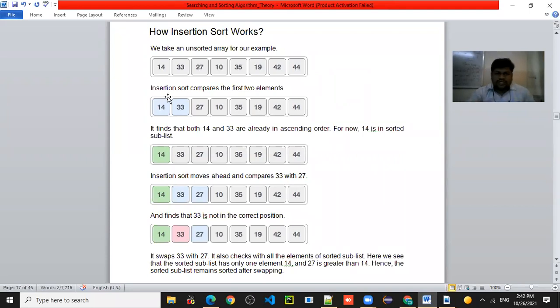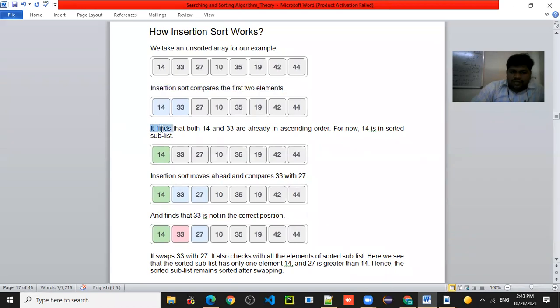So we will consider now the insertion sort. What we are doing is, insertion sort compares the first two elements. What are the first two elements in the above list? 14 and 33, right? So two elements are there, and we'll compare the first two elements.